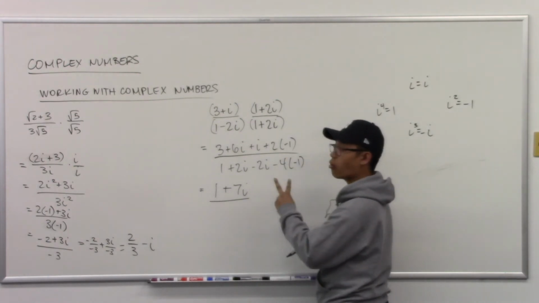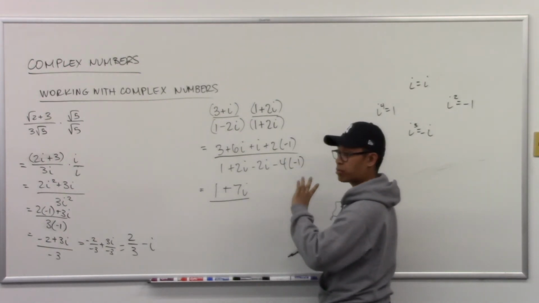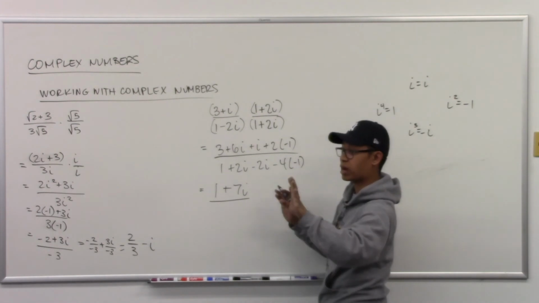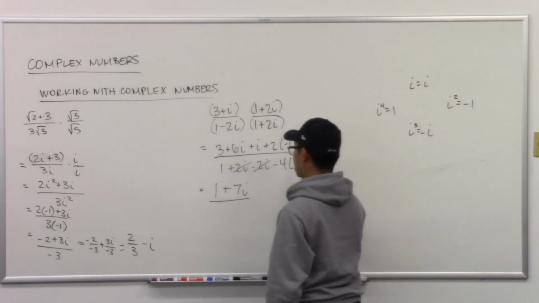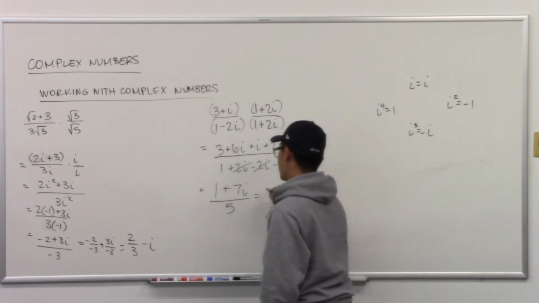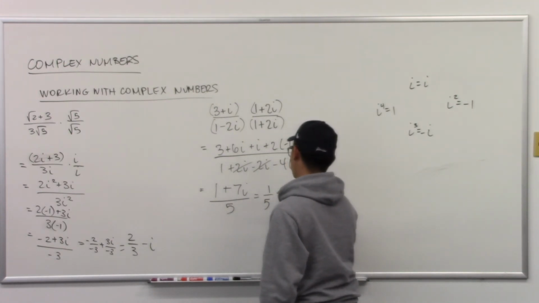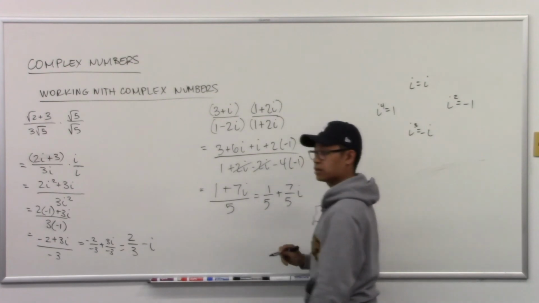Over. What always happens in the denominator, remember the whole point of doing this was to get rid of the i's in the denominator. This will always cancel out. So you're left with 1 plus 4, which is 5. So the answer is 1/5 plus 7/5 i.